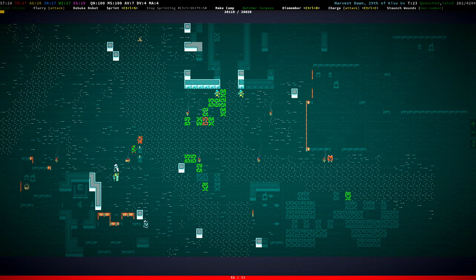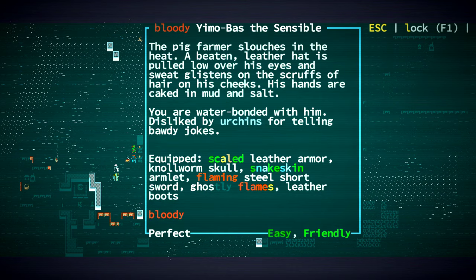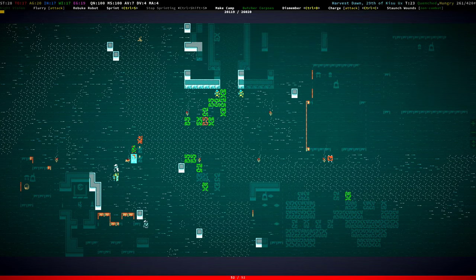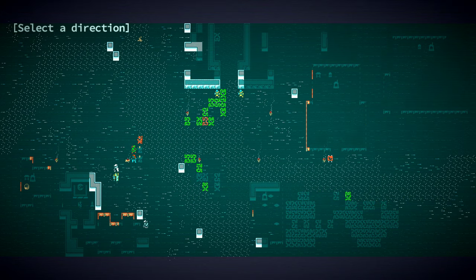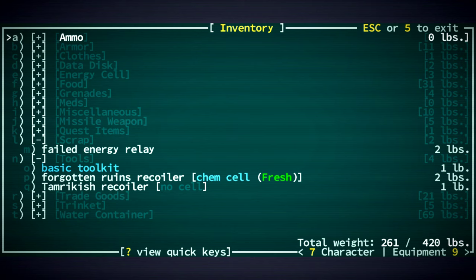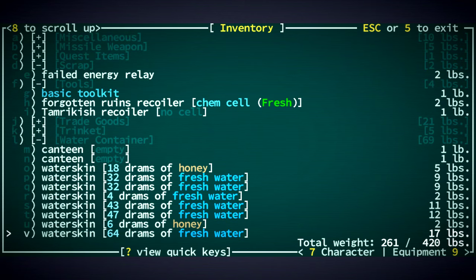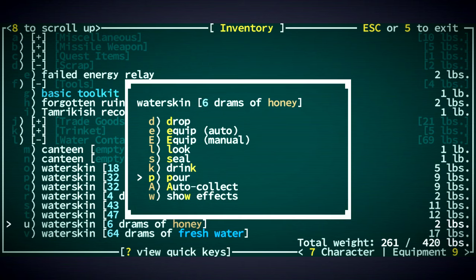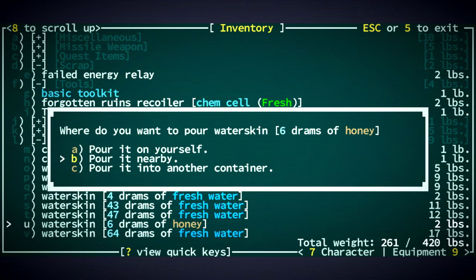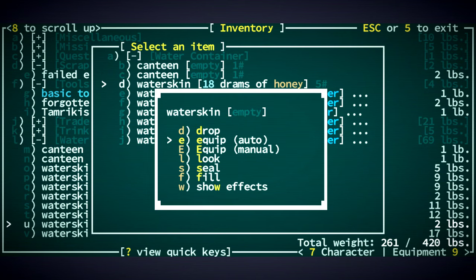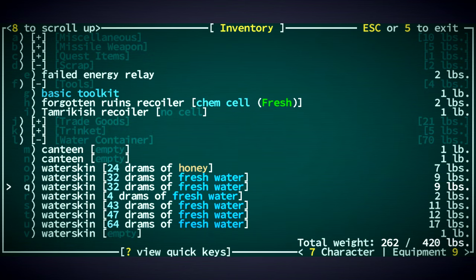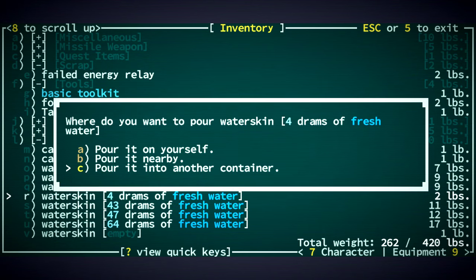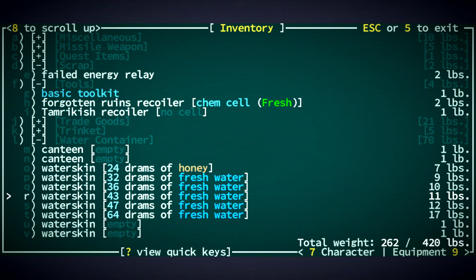Why are you all red? Why are you bloody? Yimo-Bas. Just like by urchins for telling dirty jokes. Wait 20 turns at a time here. We are hungry. How much water do we have? I think we have a lot. But let's... Yeah, we've got a pretty good amount. Let's combine our honey. Okay. We could probably combine some of our water, too. Okay.